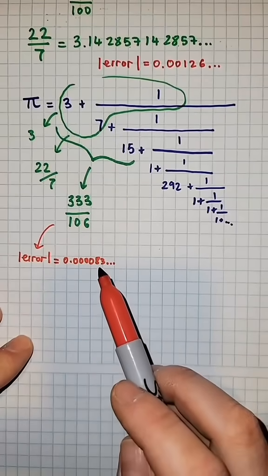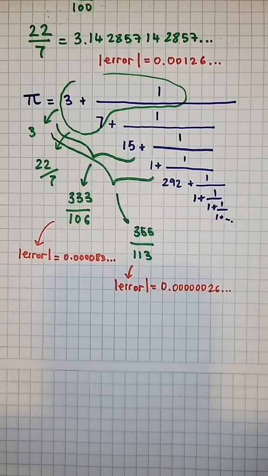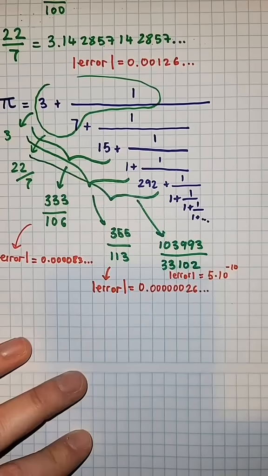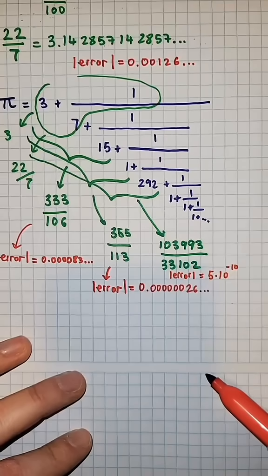And the error now is pretty small. So what about the next approximation? The next approximation is 355 divided by 113, which is an awesome approximation of pi. And the next one is 103,993 divided by 33,000 and change.